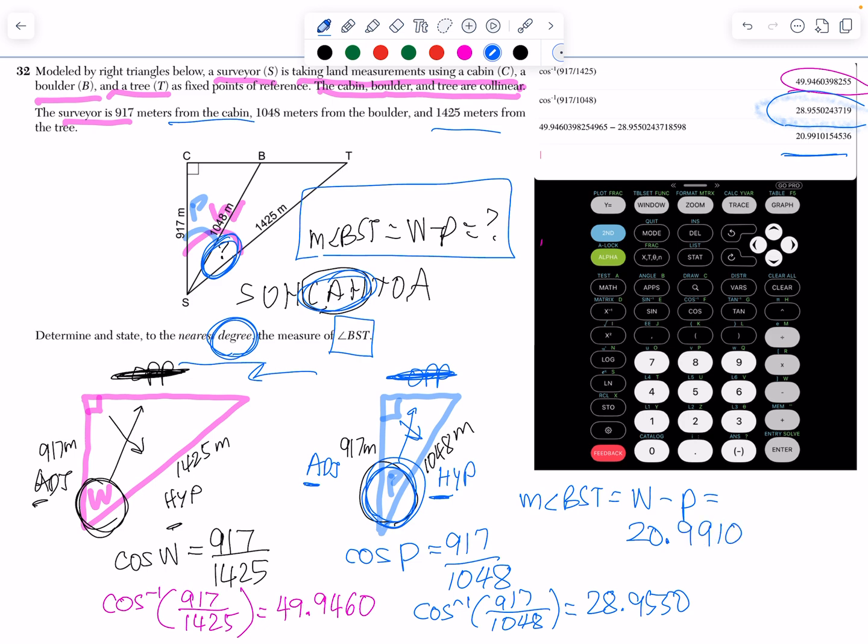20.9910. Going back to the question, it says to round to the nearest degree, which means whole number. So the measure of angle BST is 21 degrees.